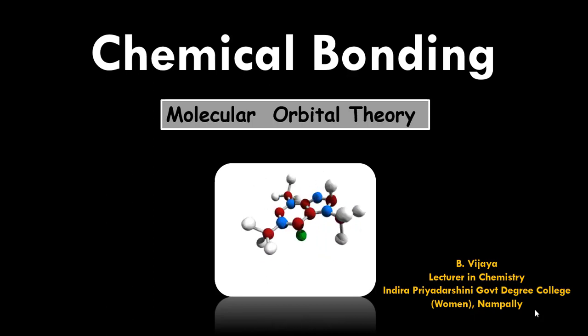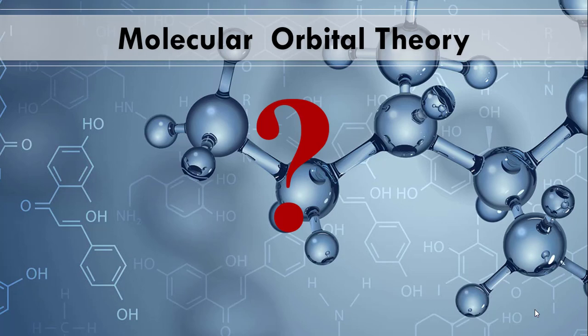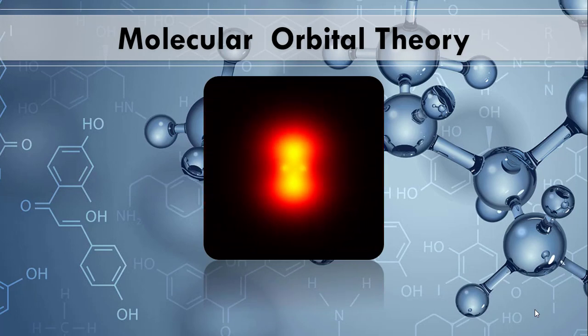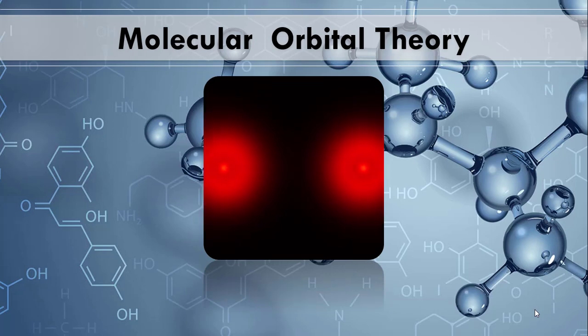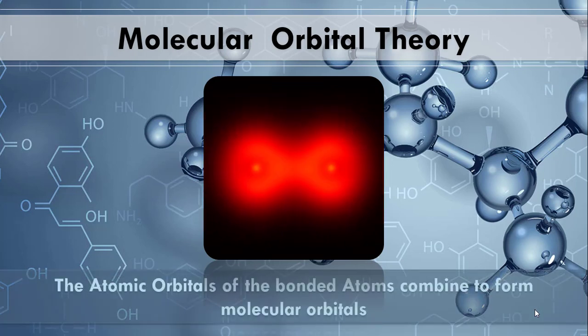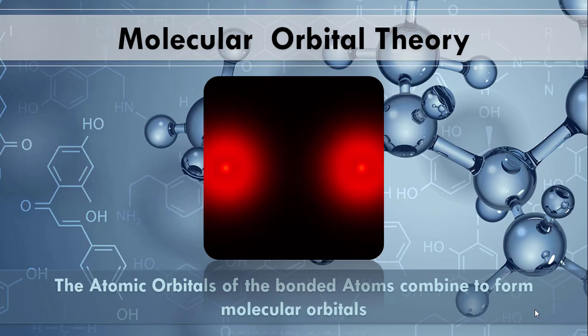So, molecular orbital theory. What is the molecular orbital theory and what are the salient features of the molecular orbital theory? Let us see now. In the molecular orbital theory, when two atoms of either different elements or the same elements combine with each other, they form a molecule. Means the complete overlapping of the orbitals takes place here. So the atomic orbitals of the bonded atoms combine to form molecular orbitals.